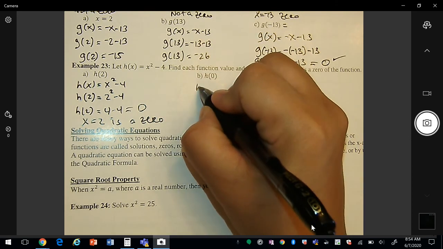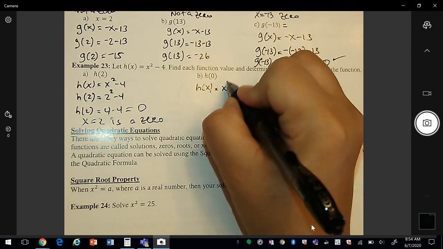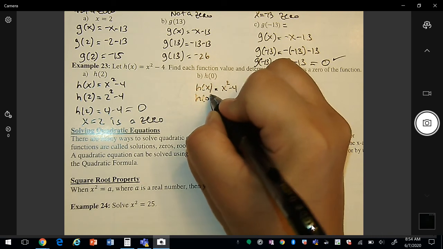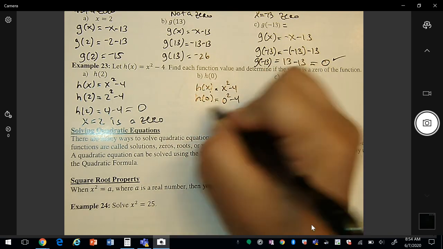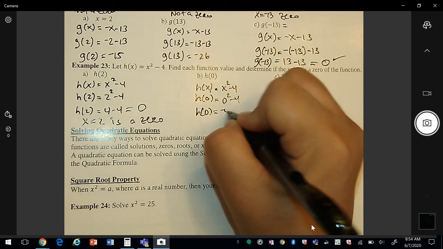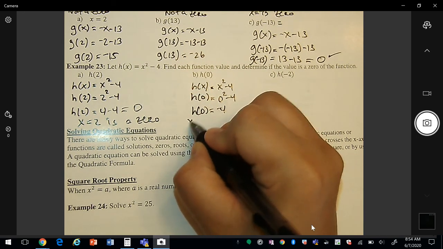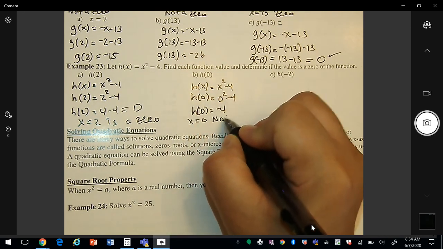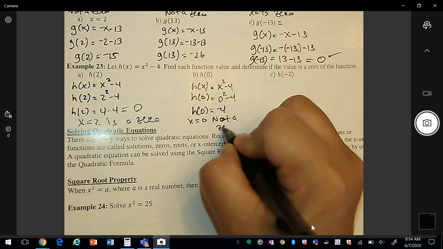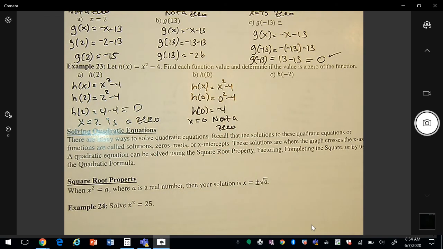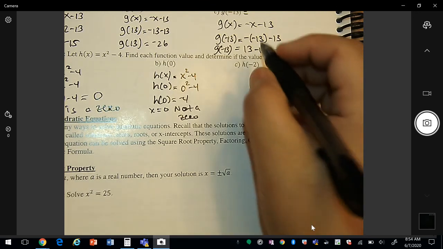H of 0, let x be 0. So we get -4. So here x is equal to 0 is not a 0, because we don't get 0.